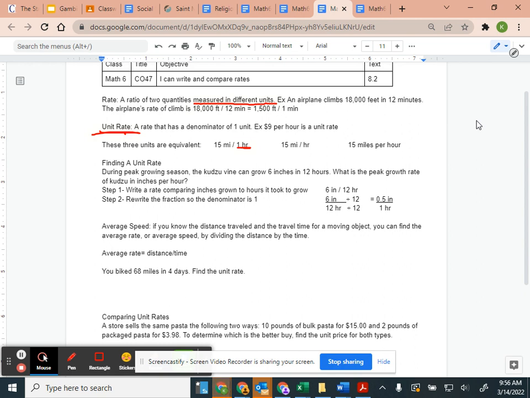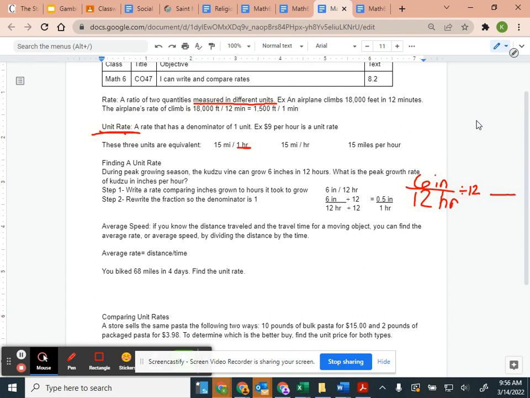So finding our unit rate. If we know it can grow 6 inches in 12 hours, what do I have to do to find my unit rate? 6 divided by 12. Why are we dividing by 12? Because we have 12 hours on the bottom.